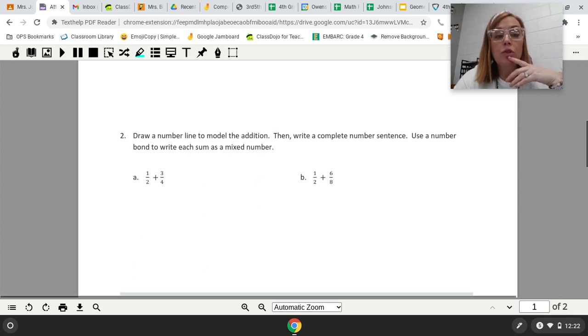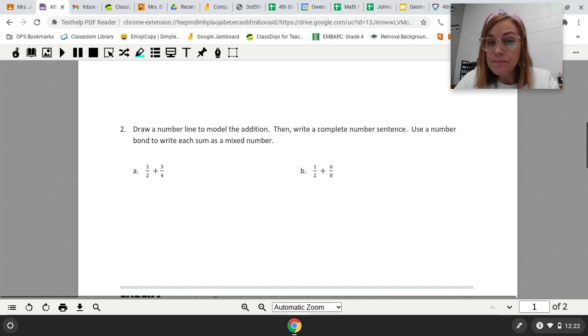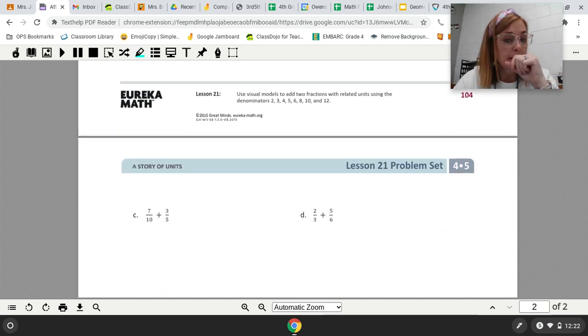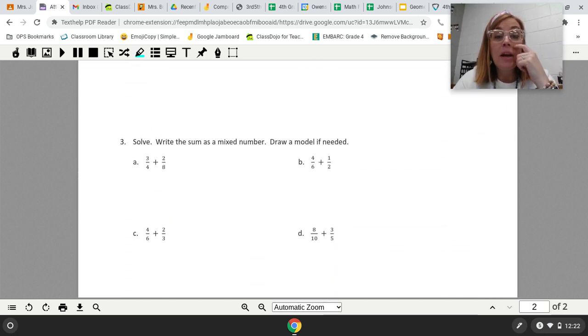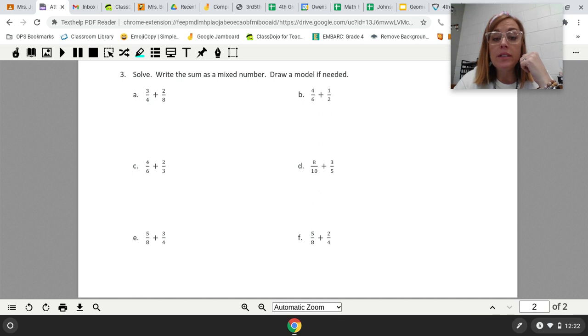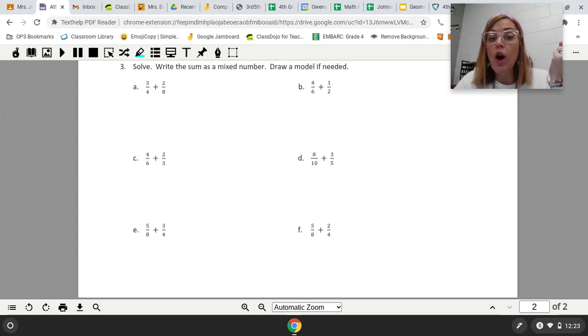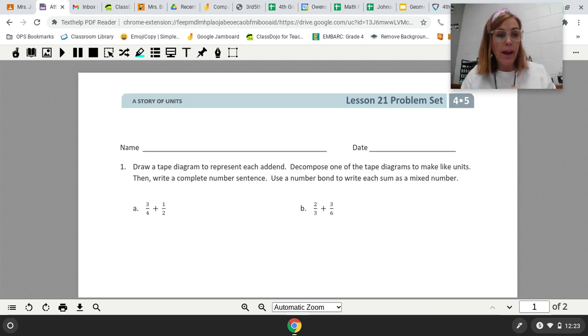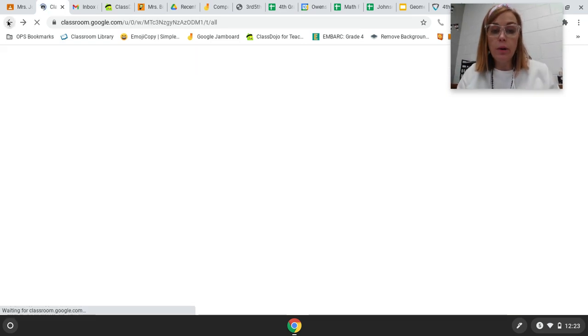For number 2, you're doing the same exact thing, except this time I want to challenge you to use a number line. If you have trouble with the number line, really I want you to focus on making like denominators and doing the addition. Number 3, you have the ability to use a model if you want, but you don't have to, so you could just use multiplication to find your like denominator. It says draw a model if needed, and don't forget to use a number bond to find that mixed number. Okay, easy peasy. So that's all it is on the problem set.